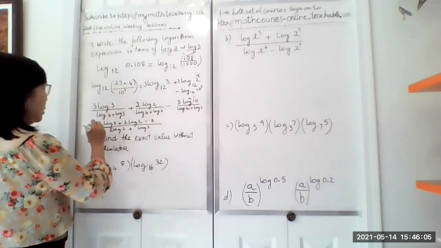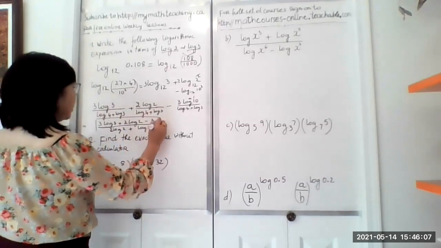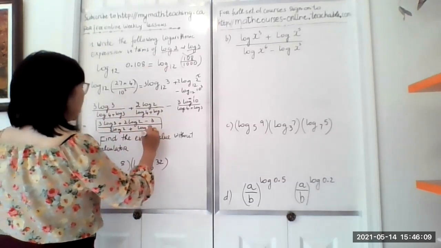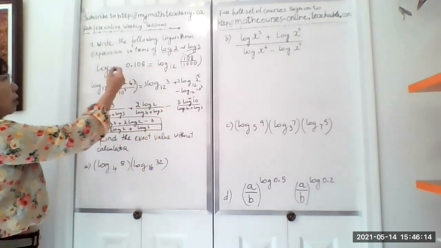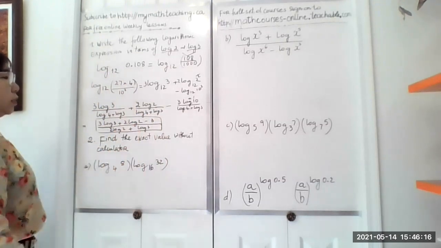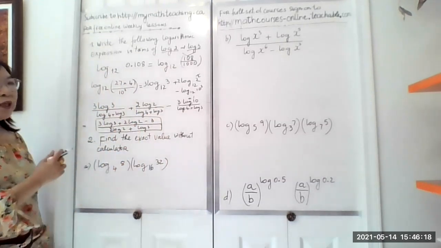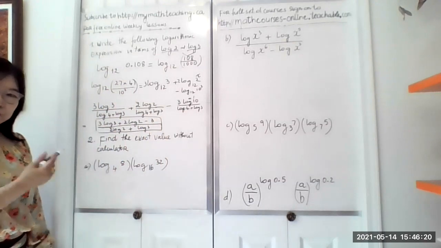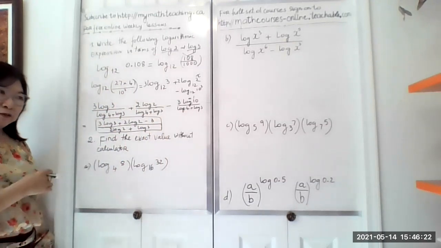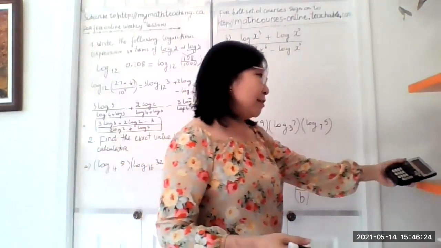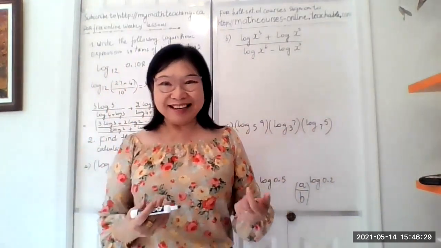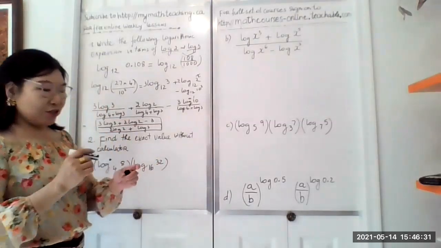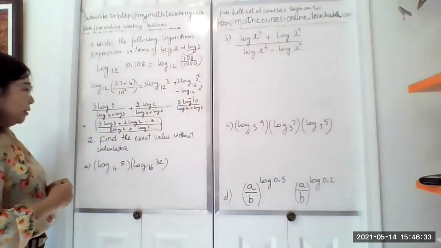So by doing this, we satisfy the requirement of the question. It wants us to express this log in terms of log 2 and log 3. So you can see that we can manipulate them and turn it into another algebraic expression, right? Okay, so that is the first question.